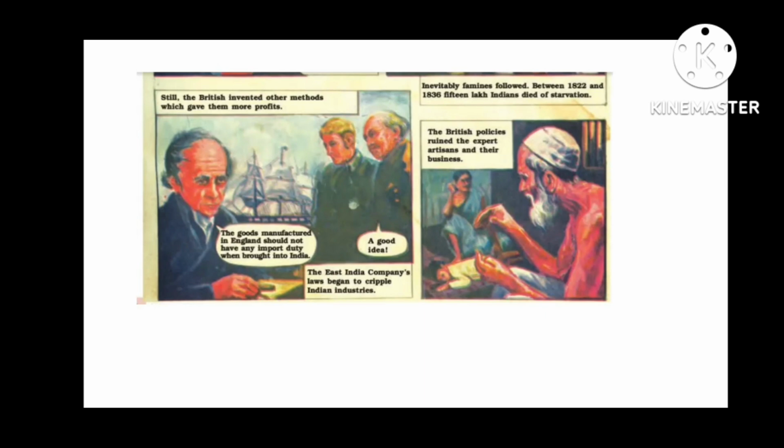The East India Company's laws began to cripple Indian industries. Cripple means destroy. Due to the laws of the East India Company, Indian industries were being destroyed. They were being completely ruined.